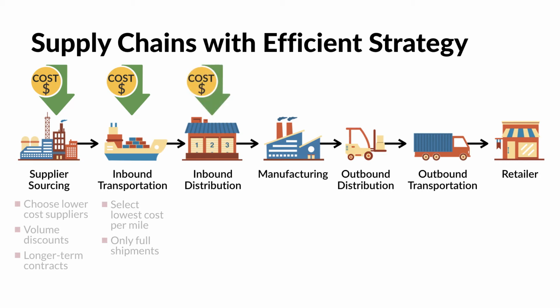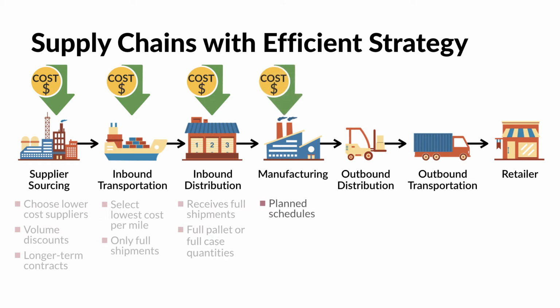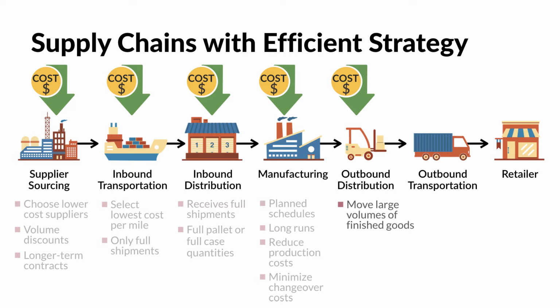The inbound distribution center will drive down distribution costs by receiving these full rather than partial shipments on lower line purchase orders that likely arrive in full pallet or full case quantities, and that makes receiving much more efficient. In the manufacturing facility, production schedules will be planned and optimized with nice long runs of a single item that reduces the production cost per unit and minimizes changeover costs. The outbound distribution centers will move large, efficient volumes of finished goods through the DC, perhaps even further reducing costs with cross-docking capabilities onto full outbound shipments to retail locations. This is what an efficient supply chain would look like.